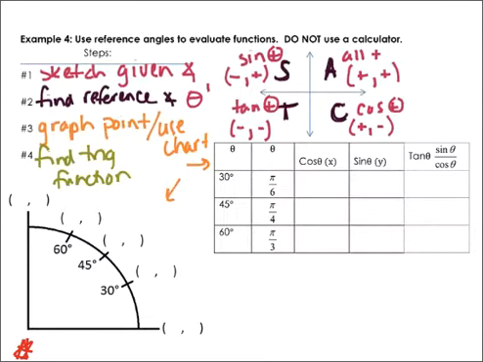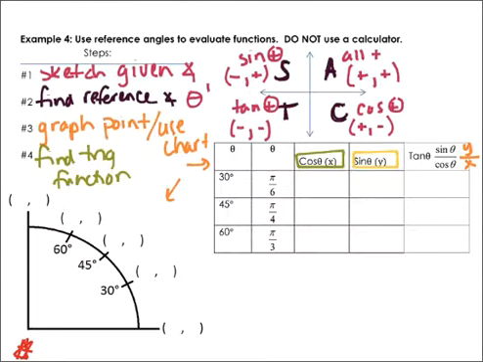Now, if you remember, cosine is always going to be your x value. Sine is always your y value. Tangent is sine over cosine, or y over x. And that correlates to what I just showed you there with where certain functions are positive.